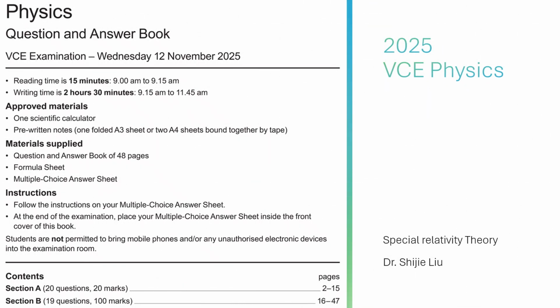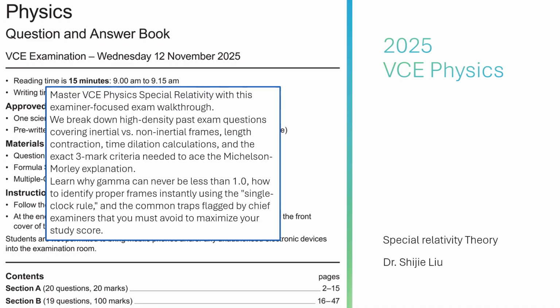Liu's VCE Physics channel. Think a constant speed always means an inertial frame? Or that calculating gamma is just a simple division? Think again. Over 40% of VCE physics students drop marks on these exact special relativity questions because of simple, hidden traps. In this video, we are breaking down the official examiner reports to show you the exact words that secure full marks, and how to never swap your proper and dilated variables again.